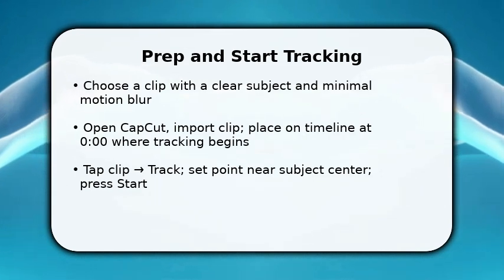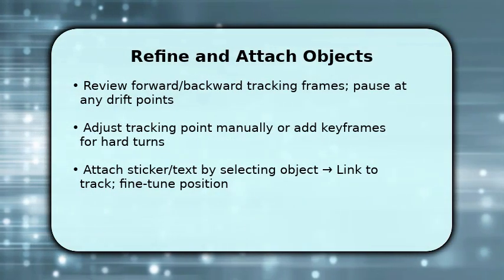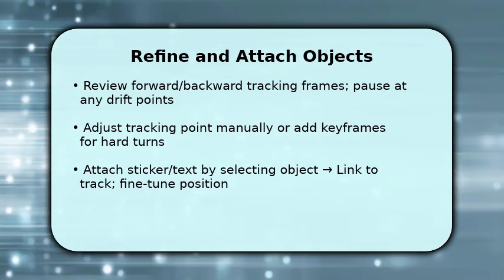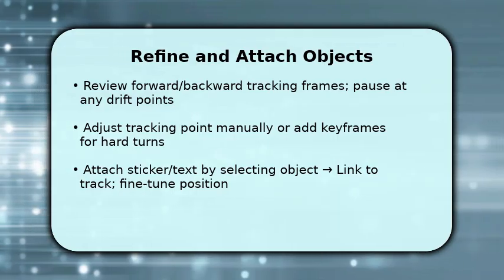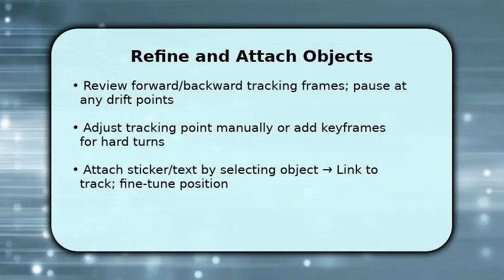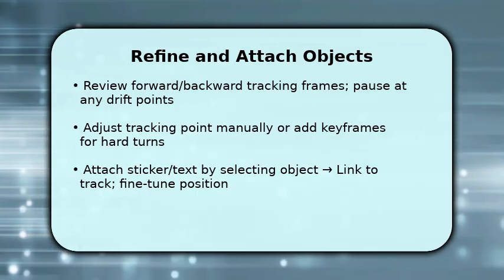Once the automatic pass finishes, scrub slowly and watch for drift on complex moves. You need to be patient here because small errors compound. You should pause at frames where the subject turns or occludes, then nudge the tracking point manually or insert a keyframe to lock the position for a few frames.